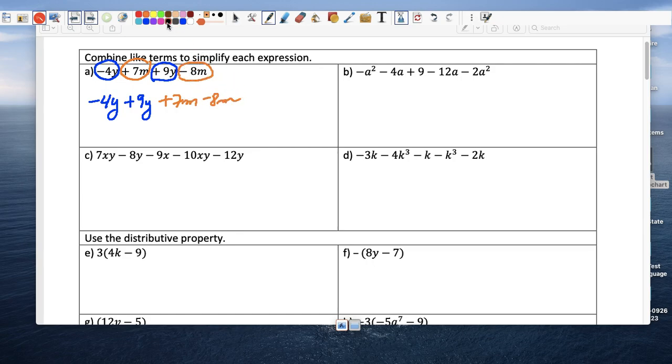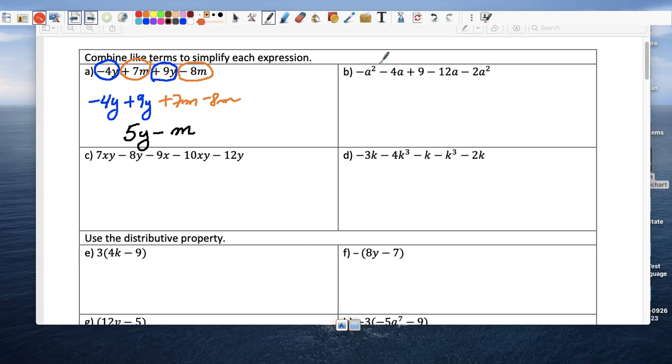Much easier to look at. I can combine both of them, so I have negative 4y plus 9y gives me 5y. And 7m minus 8m gives me negative 1m. You can write it like that, or I much prefer you just write it as negative m. Okay? There should always be one sign between the terms, not 2. Okay, so that's the answer for the first one.